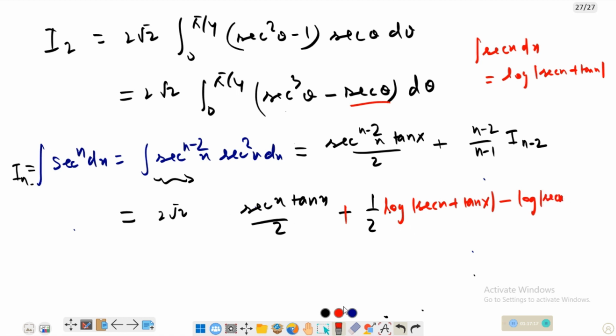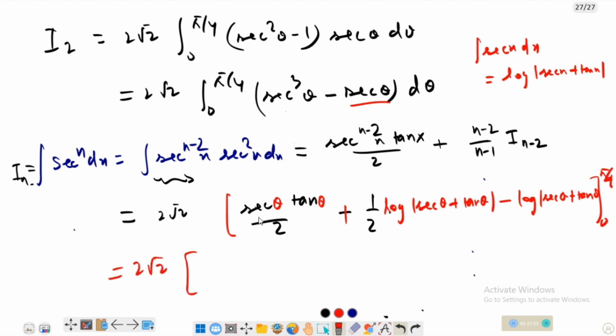Basically here I use theta, sec theta plus tan theta. So this complete integration is this integration. The lower limit is 0 and the upper limit is pi by 4. So this is 2 root 2.